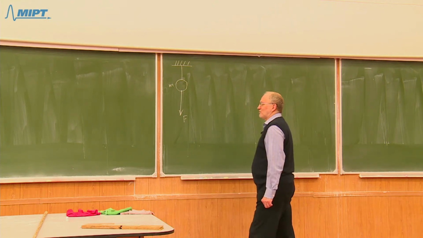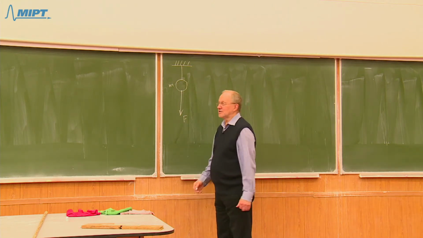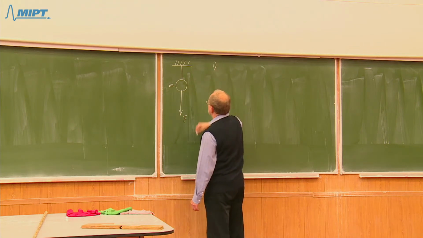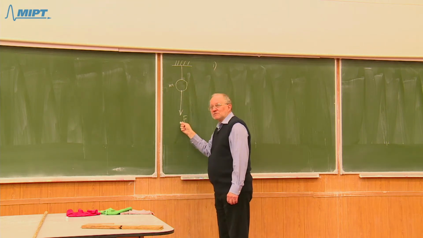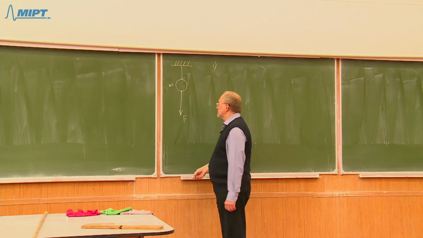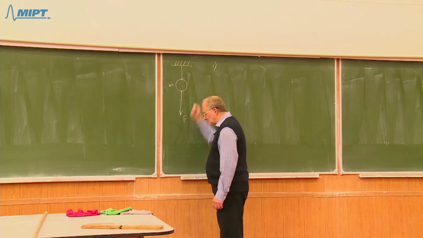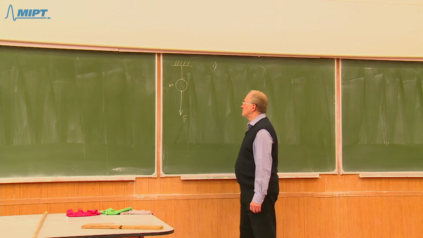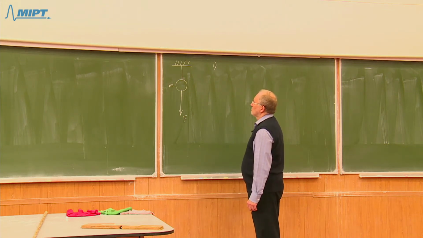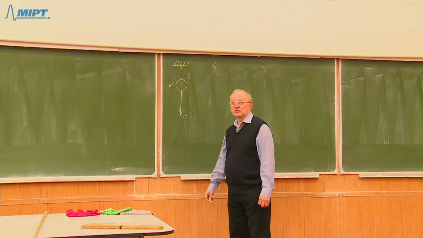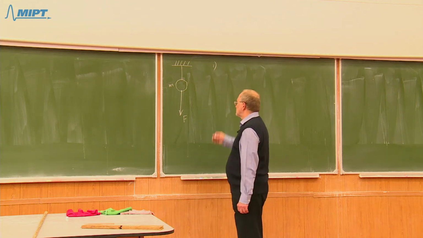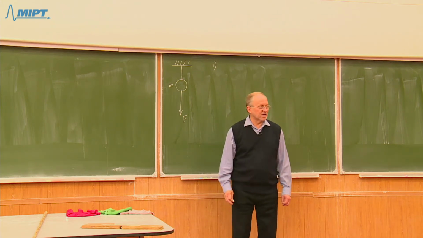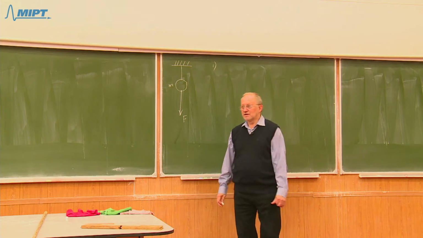I can do it in two different fashions, in two different ways. First, I can pull slowly. And second, I can pull quickly, just in a very quick motion. What will happen in these two different situations? First, I will consider it theoretically, and then I will try to show it experimentally, the same thing.